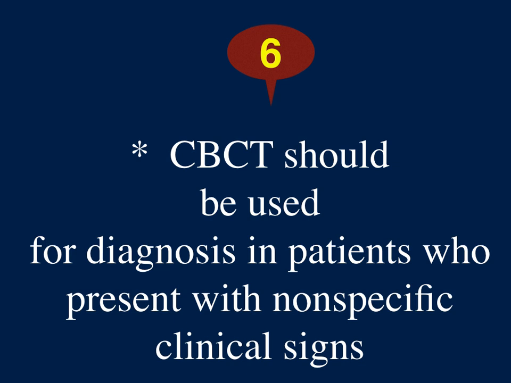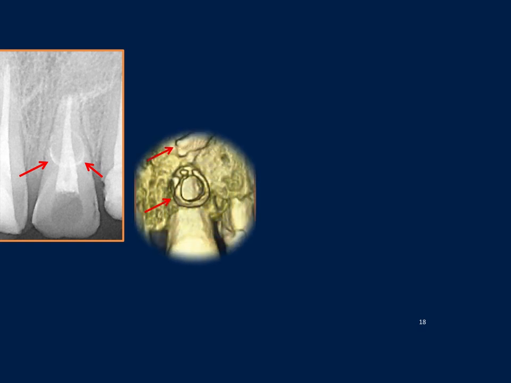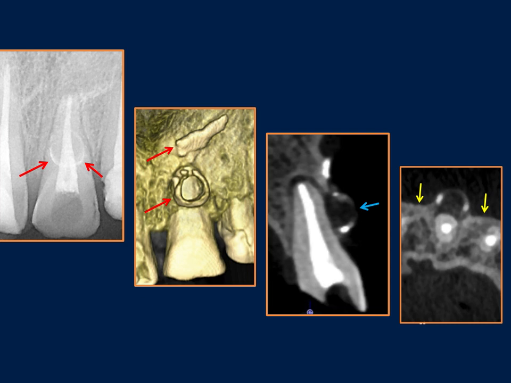CBCT should be used for diagnosis in patients who present with non-specific clinical signs. This patient visited several dentists, and every time he claimed he has a sort of discomfort. When they take X-ray, they can notice a shadow of a circular thing inside the tooth, but they could not imagine what's happening inside. So when he came to my clinic, I suggested we need additional information. So let's take cone beam. Cone beam showed me excessive amount of sealer, while his previous dentist made a root canal treatment, and this sealer went buccally and apically and caused discomfort.